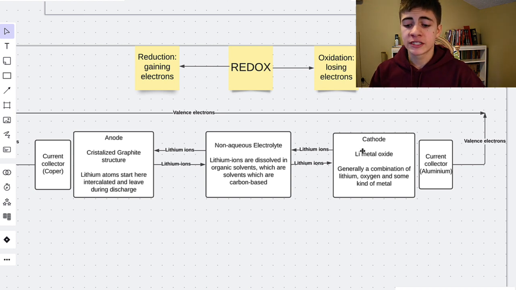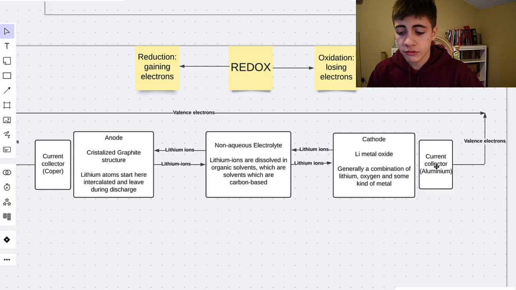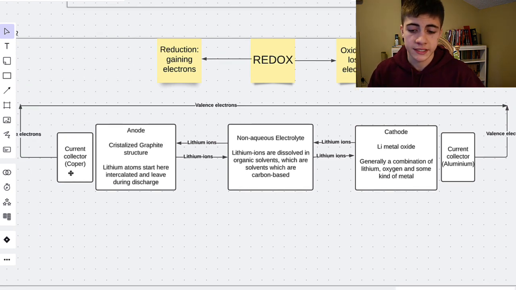And the cathode is usually a lithium metal oxide. So generally a combination of lithium, oxygen, and some kind of metal. There's different types of lithium-ion batteries, such as lithium iron phosphate, lithium cobalt oxide, but what you really need to retain is it's usually just these 3 things: lithium, oxygen, and some kind of metal. The current collectors are aluminum and copper, because these are very conductive materials.